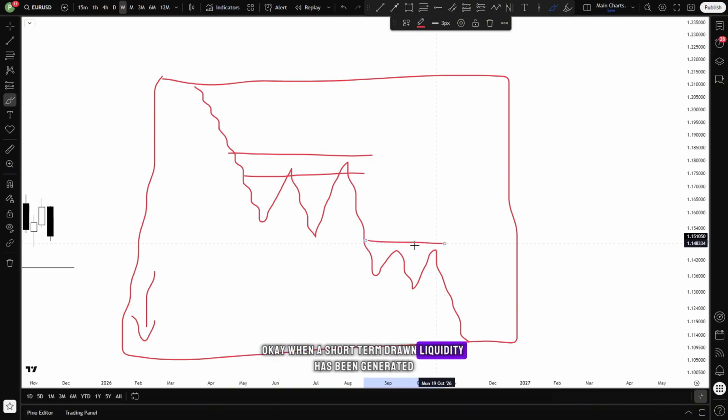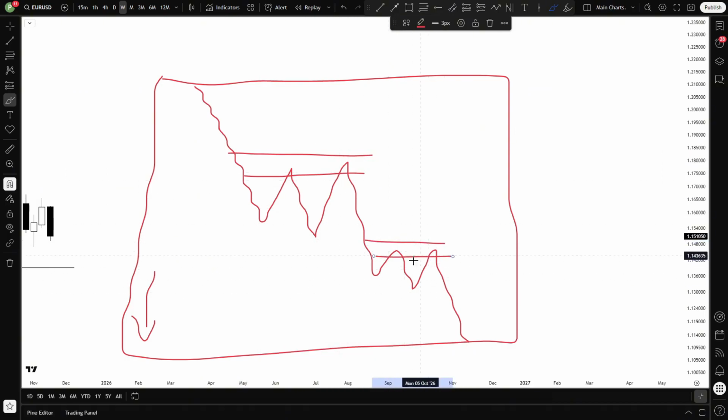Okay, when a short-term drawn liquidity has been generated, price is usually first inclined to fill that short-term drawn liquidity before moving towards the long-term drawn liquidity. Okay, that's the whole logic right here.